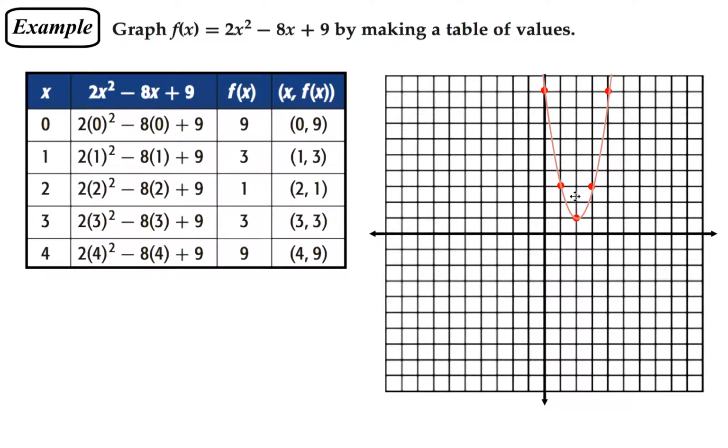And then you should always get two values, just depending on what you choose for your inputs. You should always get a curve like this. So that's graphing just by making a table of values. And that will always be an option for you.